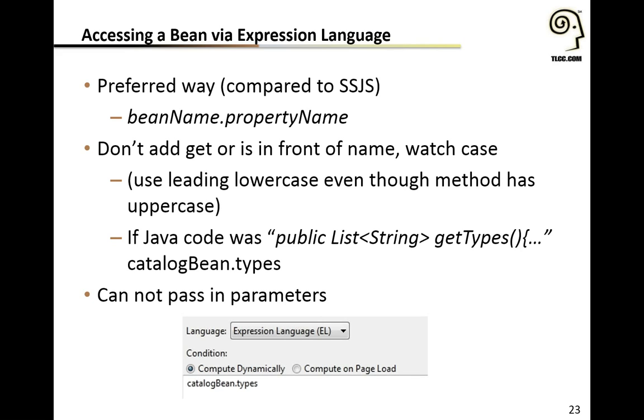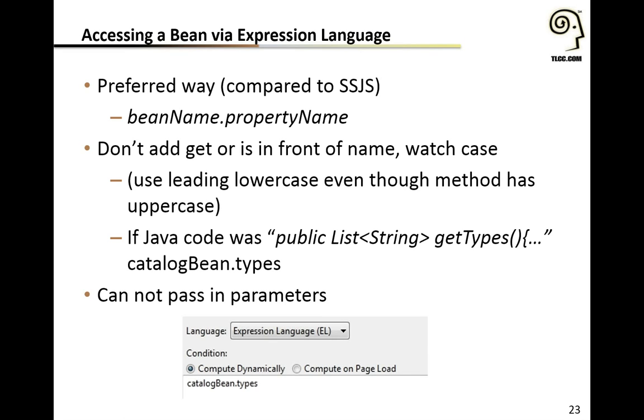The thing with the expression language is you do not have a way to pass in parameters. So you don't supply the parentheses, of course, and there's no way to pass in a parameter. So you can't use this whenever you've got to pass in a parameter. That's when you'll have to use the server-side JavaScript way.